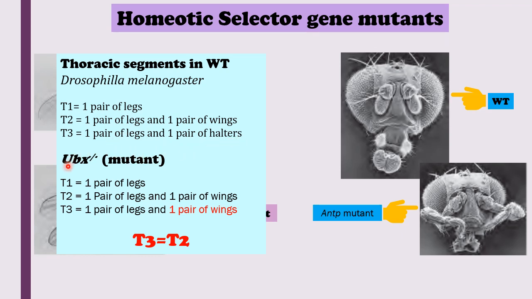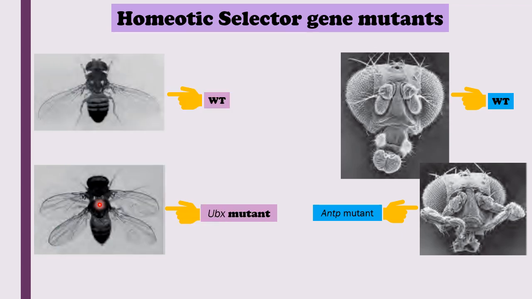Now in case of ultra bithorax mutant, the T1 has a pair of leg, the T2 has a pair of leg and a pair of wing, the T3 has a pair of leg and again one pair of wing. That is, the T3 again behaves like T2. So in case of ultra bithorax mutant, there is no third thoracic segment, rather there is one thoracic segment 1 and two thoracic segment 2. So in comparison to wild type Drosophila melanogaster, which has two wings, the ultra bithorax mutant has four wings. One pair of wing in the thoracic segment 2 and one pair of wing in a thoracic segment 3, which is now behaving like a thoracic segment 2 only.